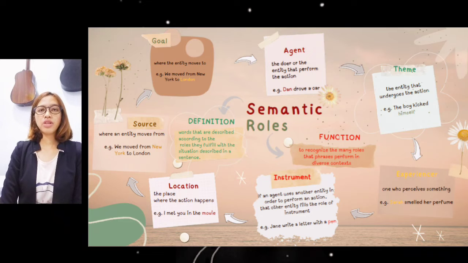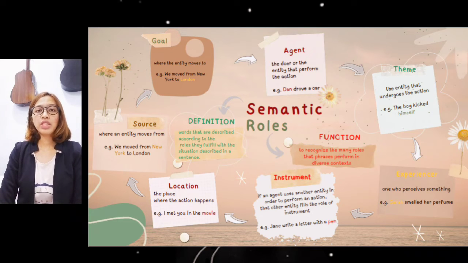Continue to the next type of semantic roles, which is instrument. If an agent uses another entity in order to perform an action, the other entity fills the role of instrument. For example, Jane wrote a letter with a pen. Jane is the agent of this sentence, while a pen is the instrument.